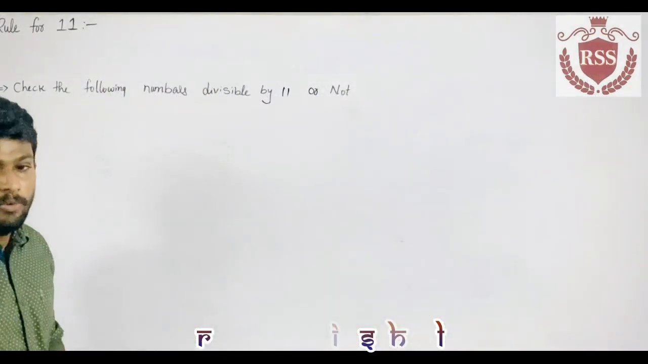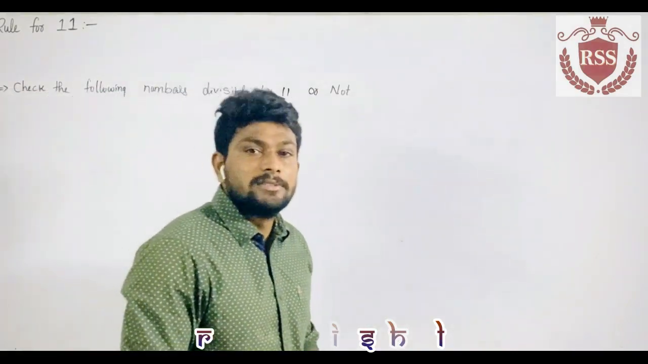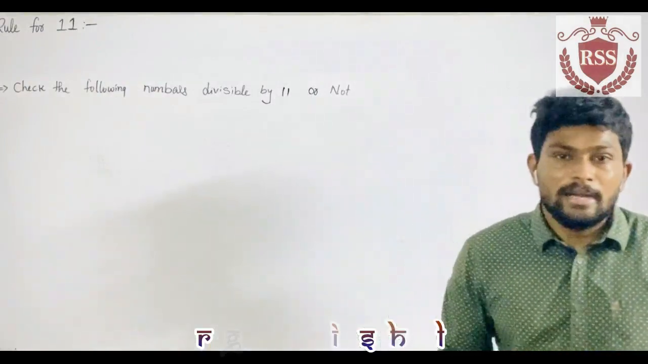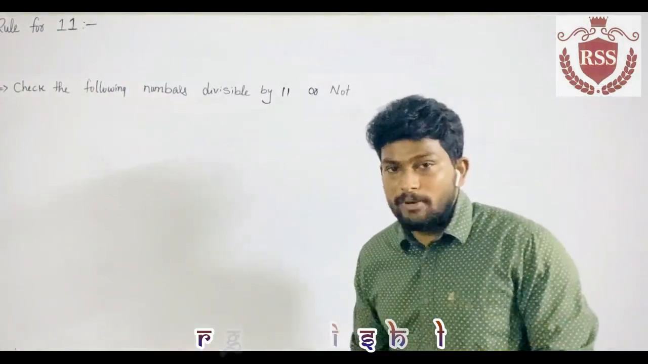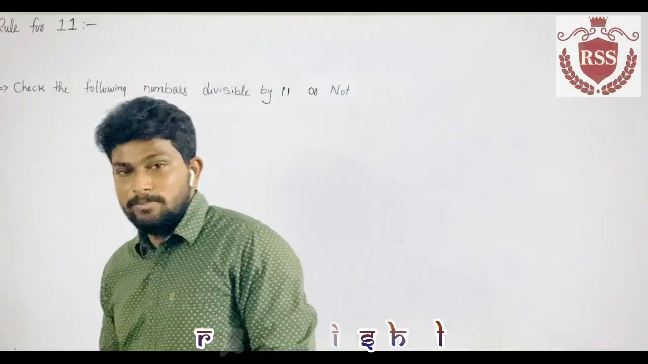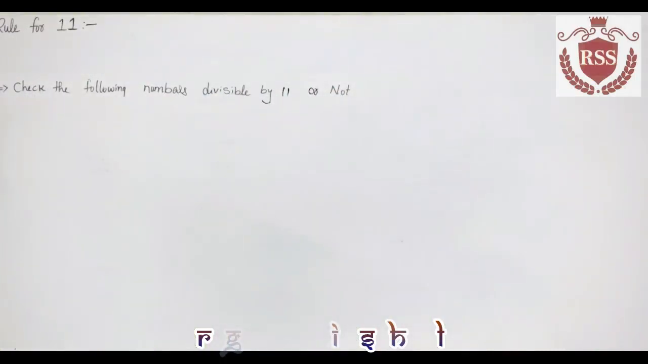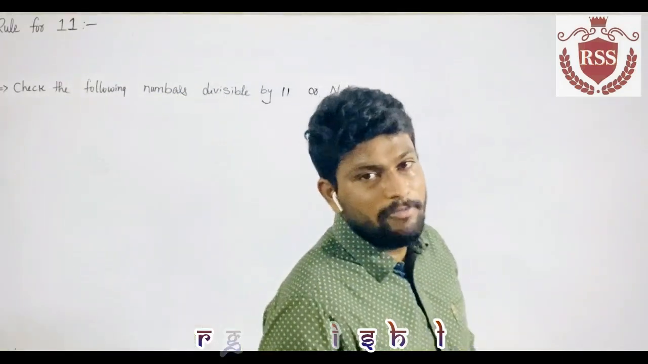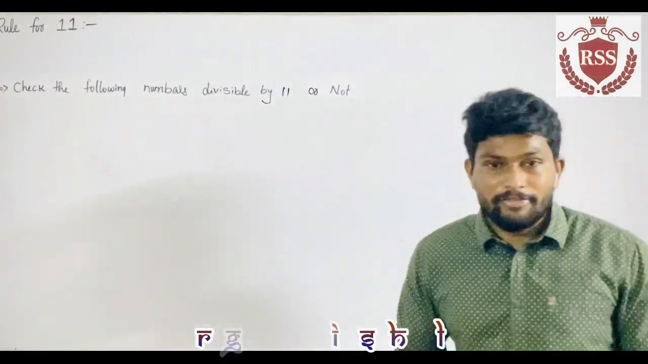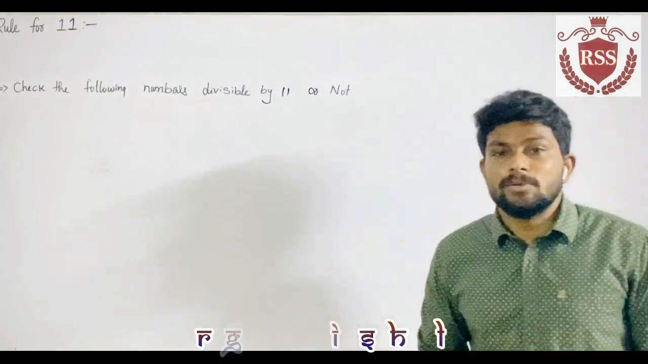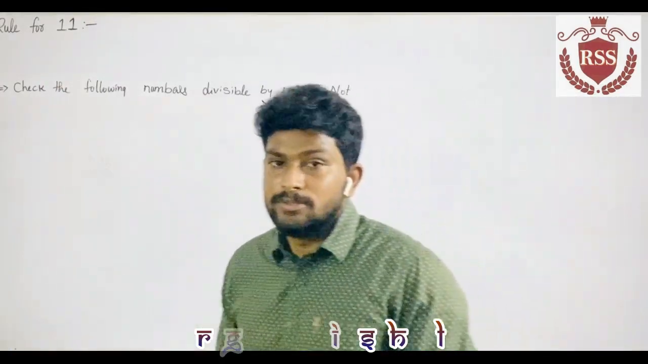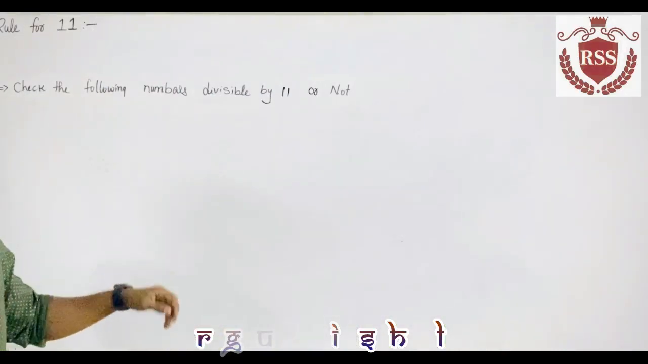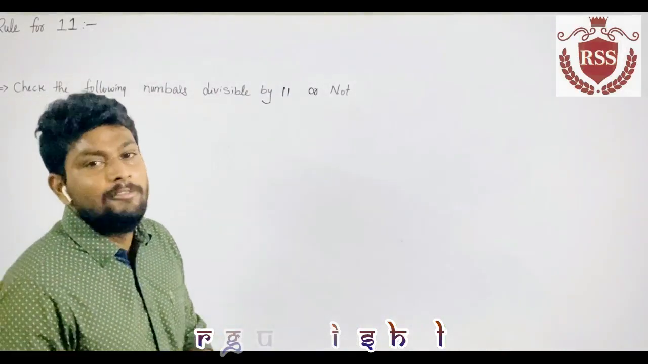Then next one, 4. The divisibility rule of 4 is the last two digits. Last two digits, which means the ones place and tens place numbers, are divisible by 4. Then the whole number is divisible by 4. Next one is 5. The divisibility rule of 5 is the last digit of the given number must be 0 or 5. Then it is divisible by 5.